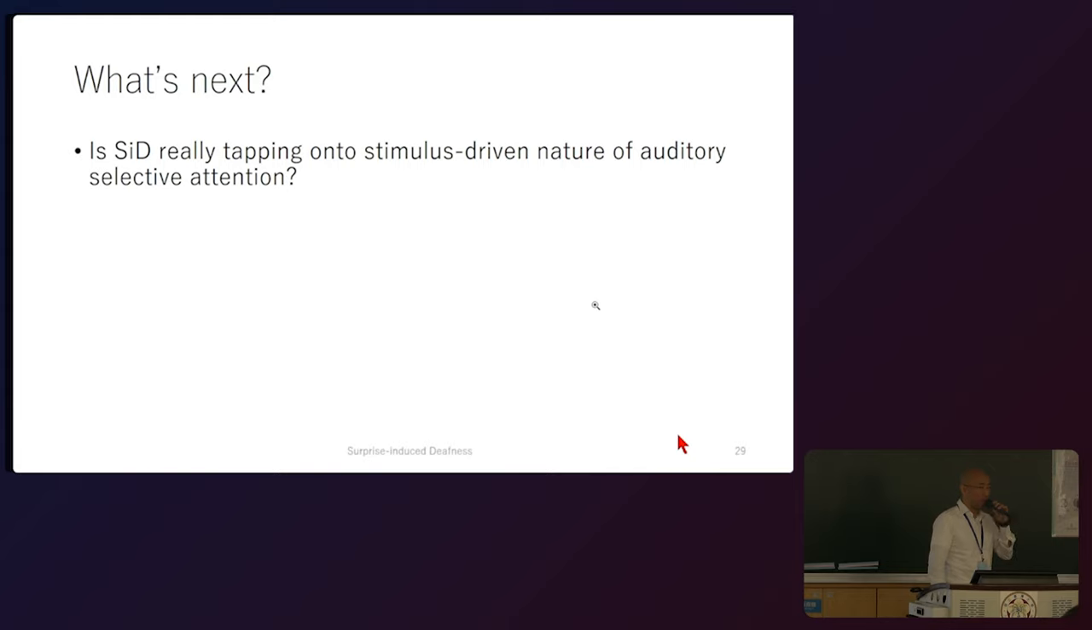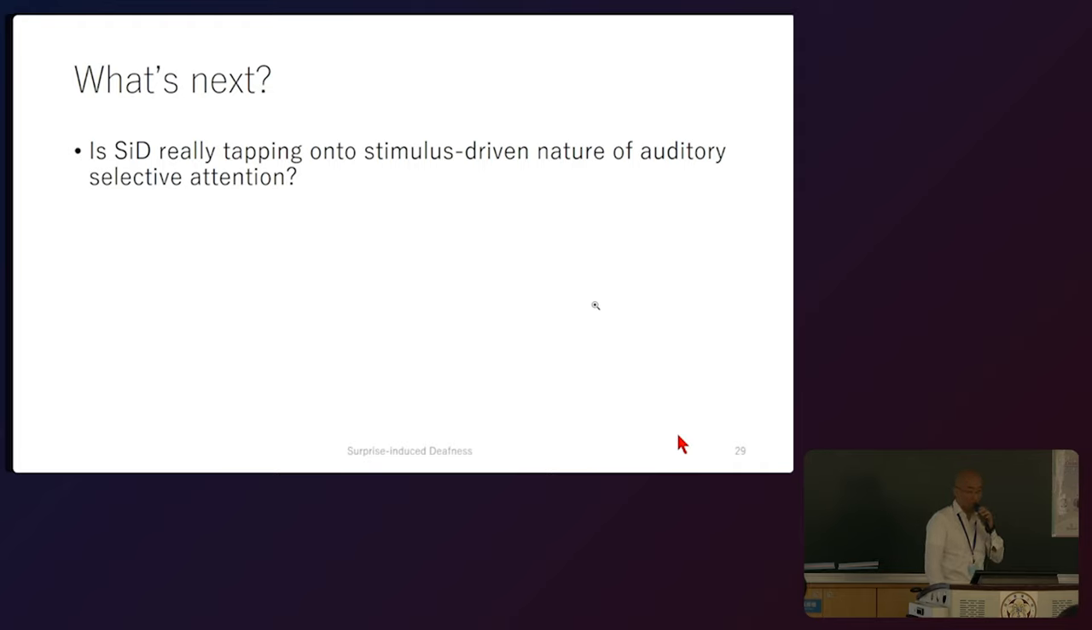The paradigm is very simple, but it's very useful because it's so robust. Every time I run an experiment, it can be replicated. So I really love it. We use attentional blink, and it's very robust, but it's the same for audition. So it's very useful to investigate many aspects of surprise.